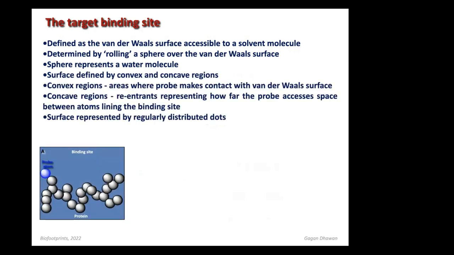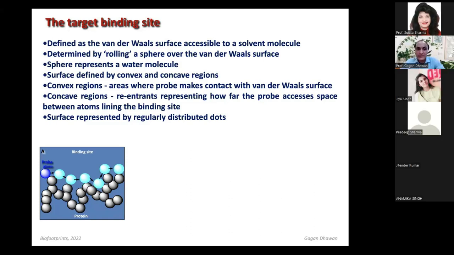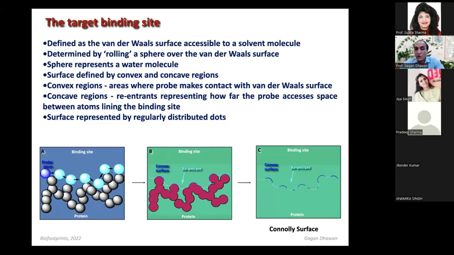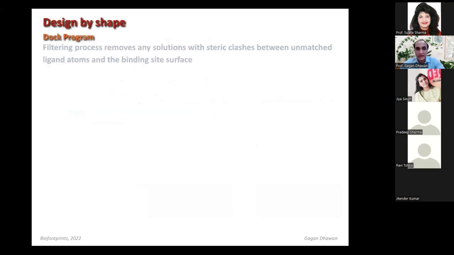So look at this. This is the binding site. You have taken a probe atom to check the surface and you are moving that probe atom to different surfaces. And you have to trace this path where my molecule is going inside, where the surface is accessible or where it is inaccessible. So you have to identify two regions. One is the convex region where the probe makes contact with the van der Waals distances and the concave region where the re-entrance is. You see how far the probe reaches between the atoms lining the binding site. So two regions you have identified, concave and convex, and you have made an outline of the binding site. The computer now knows this is the surface where my molecule can come and interact and the different site where it cannot interact.